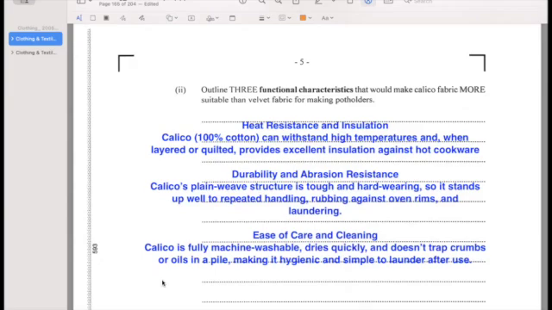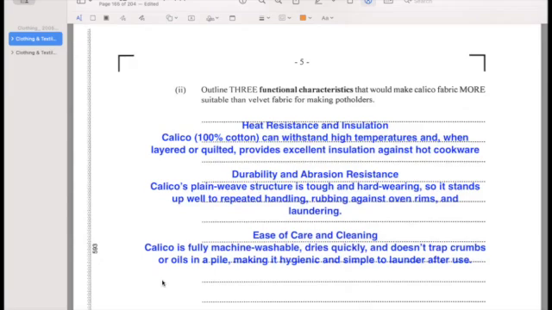The next characteristic will be durability, right? Calico's plain weave structure is tough and hard wearing, so it can stand up well to repeated handling, rubbing against oven rims and laundering, right?